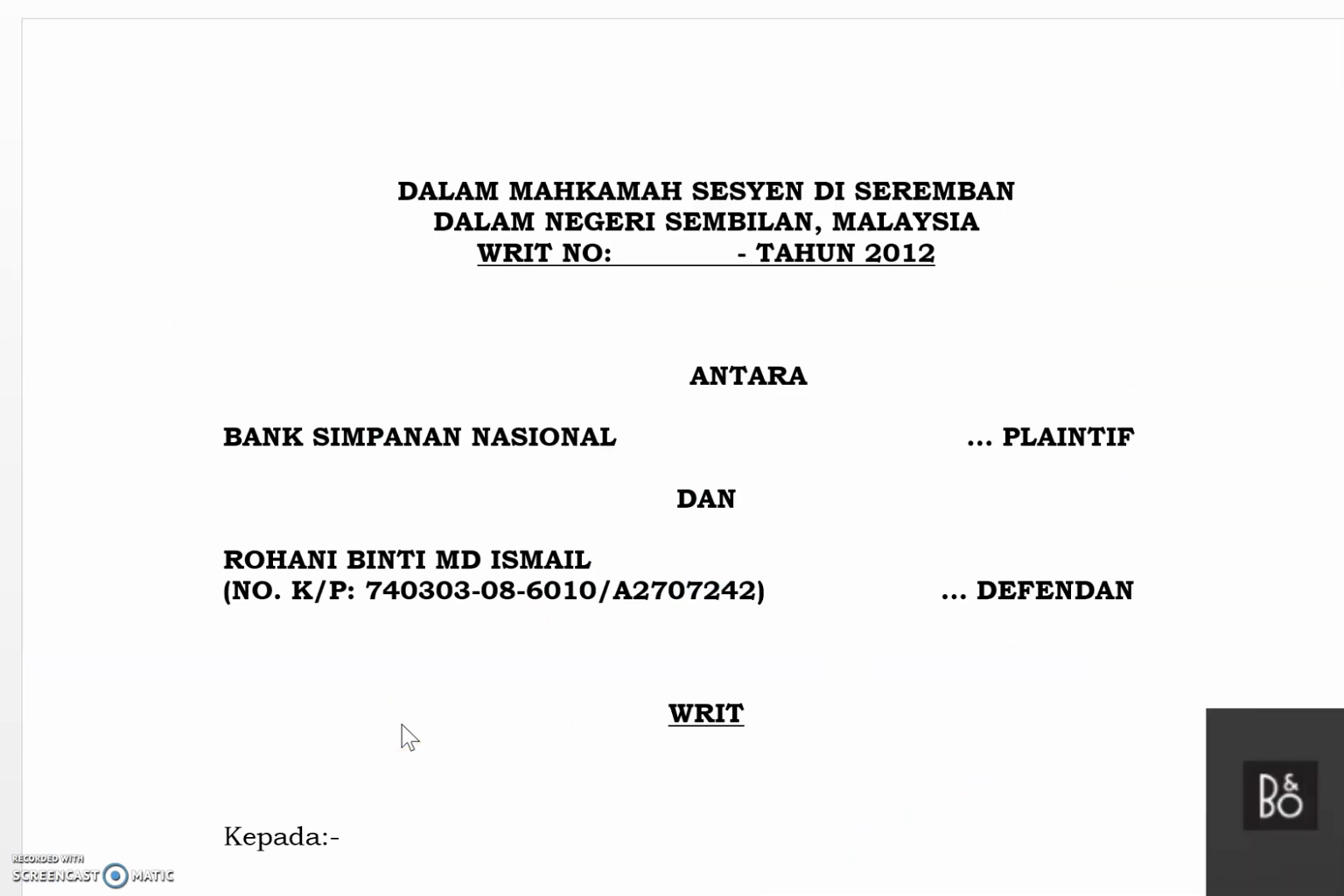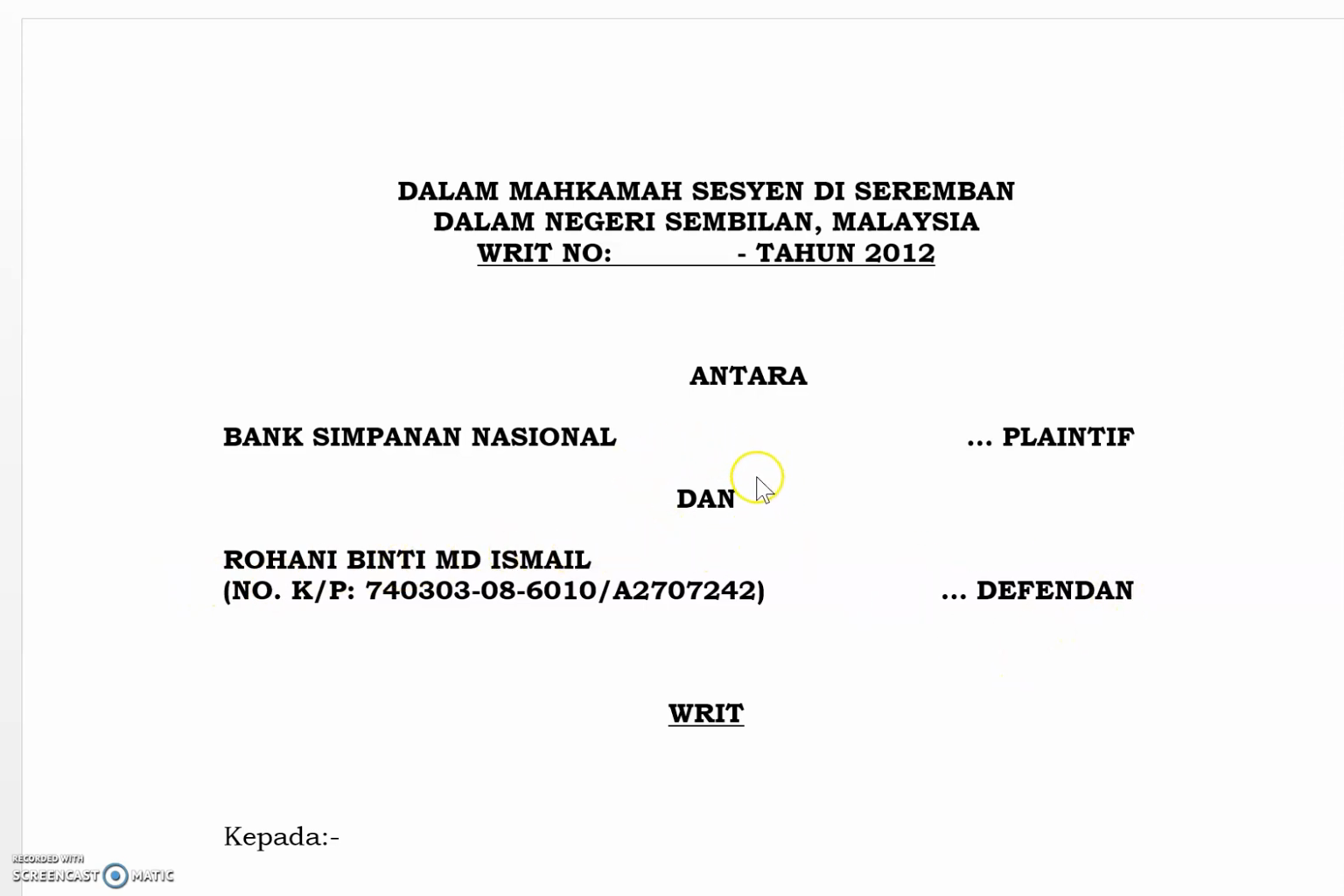I wanted to show you how the word "and" comes about. Just now it was Letang V, as in Letang versus Cooper. This is the original document submitted to the court. Look at this case. Dalam Mahkamah Sesyen di Seremban. This is where the Sessions Court is situated. And dalam Negeri Sembilan, Malaysia, there is a writ number. There's an empty space here, which normally the court will insert, whatever writ number for that year. So tahun 2012. This case, when it was filed in court, was between Bank Simpanan Nasional as plaintiff dan Rohani binti Muhammad Ismail as defendant.